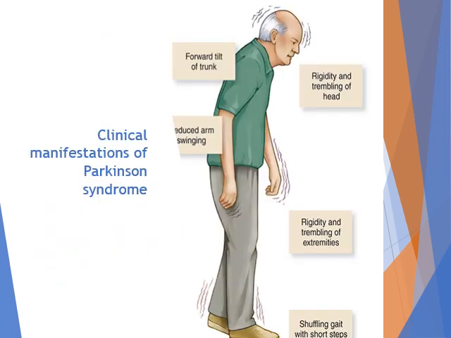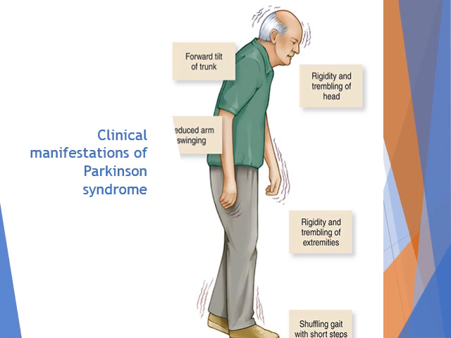Now, this is some clinical manifestations of Parkinson's. That's the next thing we're going to be talking about on page 383. So notice how this person looks, and have you seen someone like this? A forward tilt of the trunk, rigidity and trembling of the head. One thing they didn't mention here is something called a Parkinson mask. Their face is kind of blank. If you know someone who has Parkinson's, they have like a blank look. Their face changes. It's really quite amazing or interesting, however you want to say that.